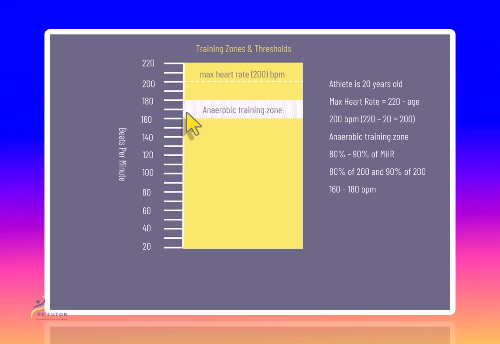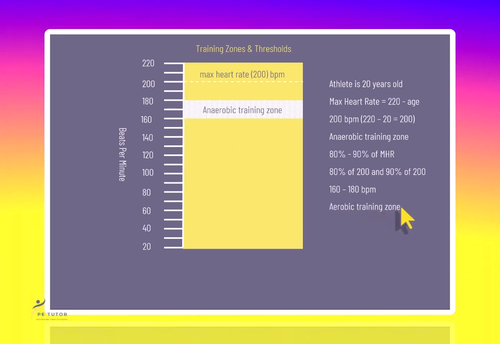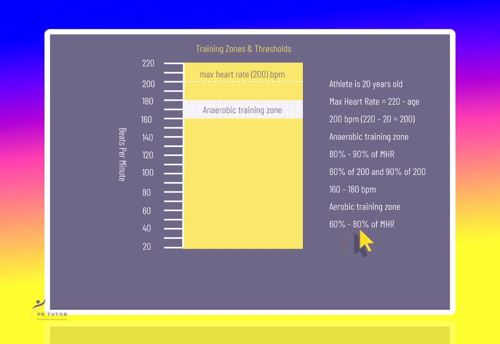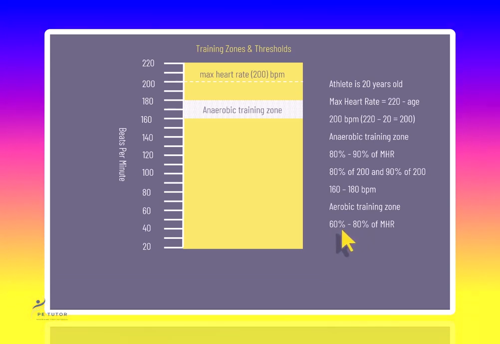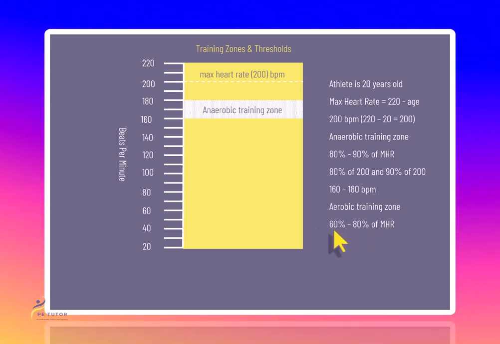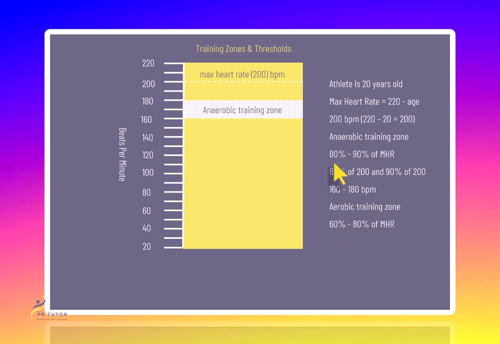Let's do the same exercise for the aerobic training zone. So again, we're going to go to 60% to 80% of maximum heart rate. These are the thresholds, remember. So the key thing is making sure that you can remember the aerobic training zone is between 60 and 80%, and the anaerobic training zone is between 80 and 90% of maximum heart rate.